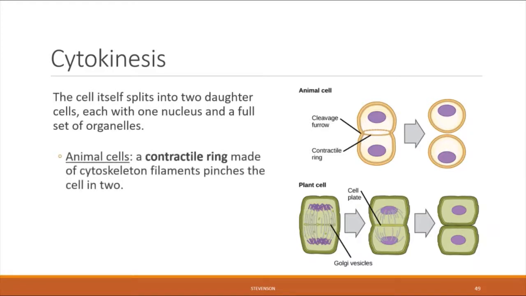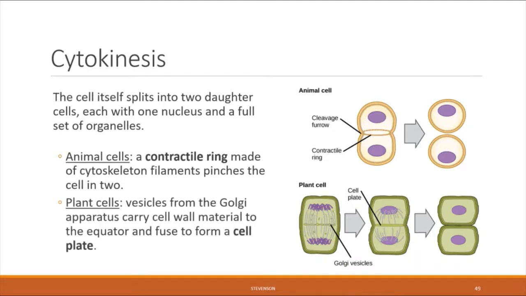In animal cells, which you can see depicted in the cartoon at the top, a contractile ring is assembled from filaments of the cytoskeleton, and then that constricts around the middle of the cell, causing it to pinch in two. In plant cells, vesicles that come from the Golgi apparatus carry cell wall material to the equator of the cell, and then those vesicles fuse, allowing their cell wall material to form what's called a cell plate, or a layer of cell wall that goes on to separate the two new daughter plant cells.